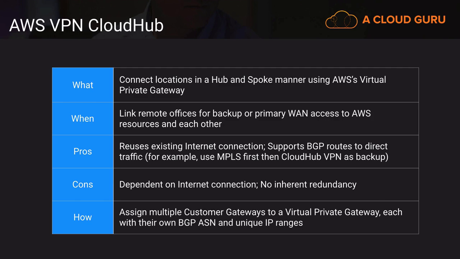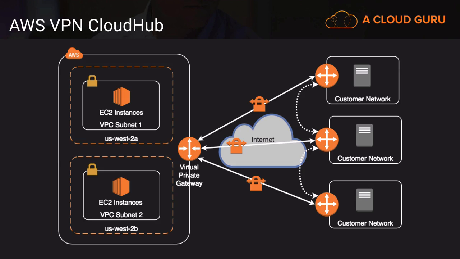Now, of course, it's dependent on your existing internet connection, and there's no real inherent redundancy in this connection type. You can set it up by assigning multiple customer gateways to a virtual private gateway and give each their own BGP ASN and unique IP range. And here's how this would look. Now, the communication from customer network to customer network really doesn't go directly. It routes to the virtual private gateway, then goes back down the VPN connection to that other customer network.